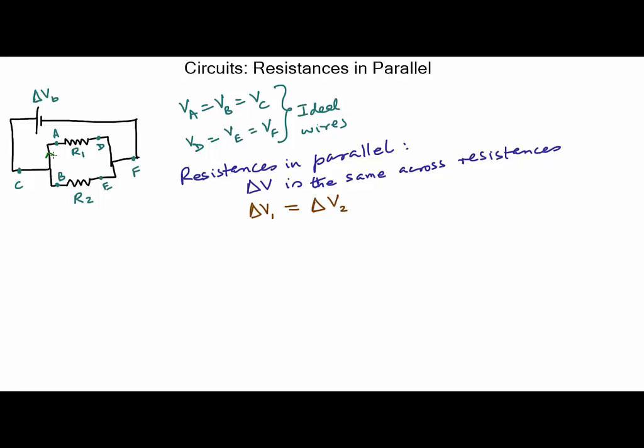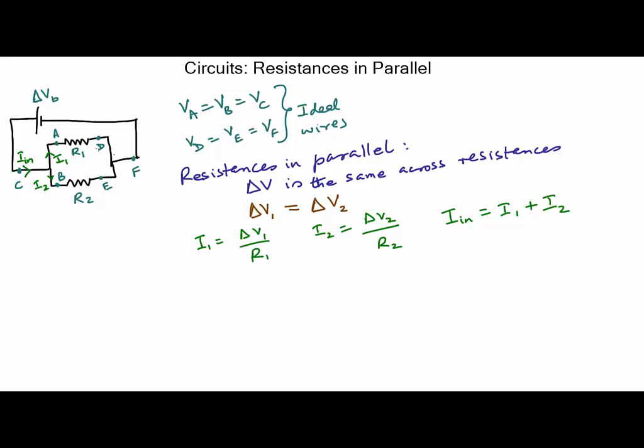Let's say that the current going through R1 is I1, and the current going through R2 is I2. We can use Ohm's law to write I1 as delta V1 over R1, and I2 as delta V2 over R2. And then if we talk about the current at point C and call that IN, because that's the current coming into the junction, and it splits two ways into I1 and I2. And so from Kirchhoff's junction law, I have IN equals I1 plus I2.